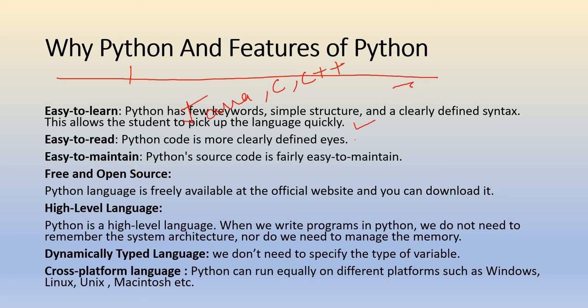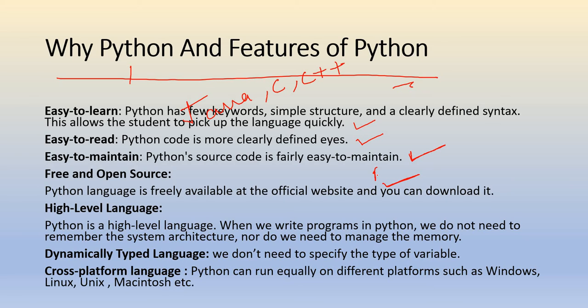Next, the second one is easy to read. Whatever code we write in Python is clearly defined and very easy to understand. We can easily grasp the code we have written in the Python programming language, and it is easy to maintain. Whatever source code we have written in Python is very easy to maintain. The Python programming language is also free and open source. We can easily download it and install it, and it also has different kinds of versions.